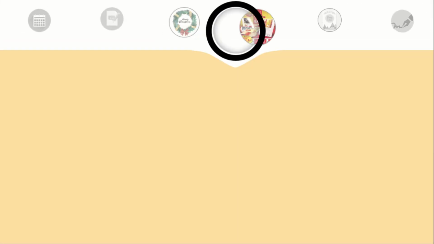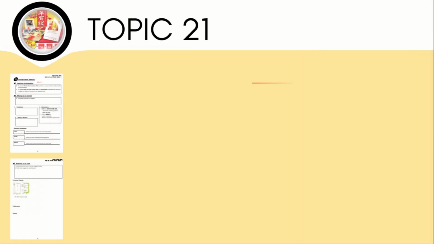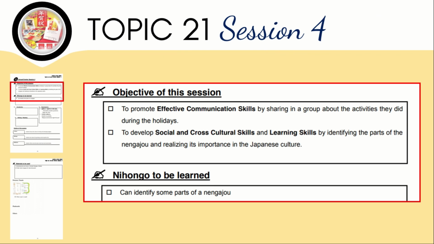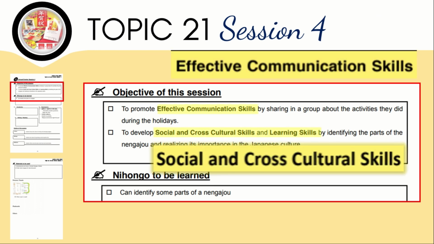Let's move on to Session Yon. Topic 21 Session Yon desu. For the objective of the session, we are going to promote effective communication skills and develop social and cross-cultural skills. And here, students will be able to identify some parts of a nengajo.